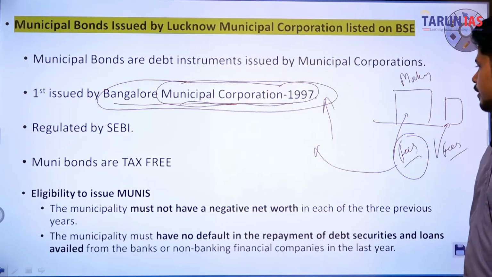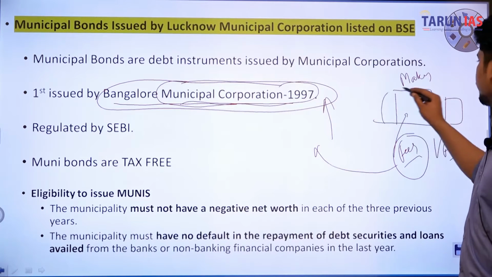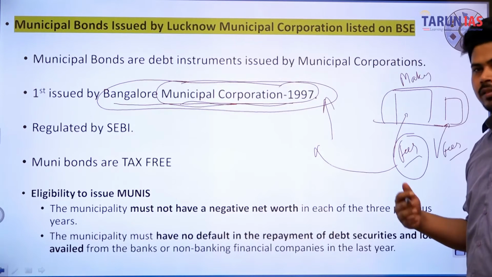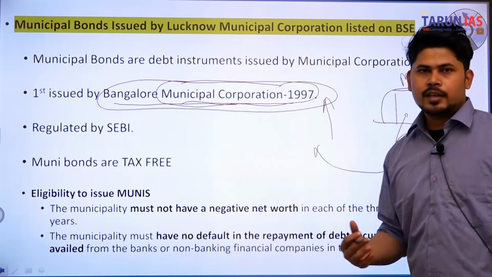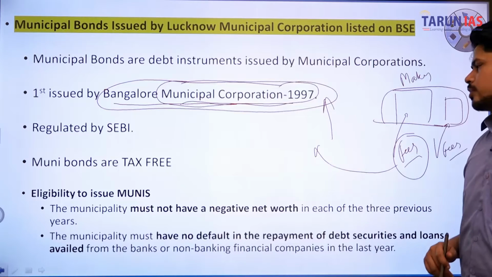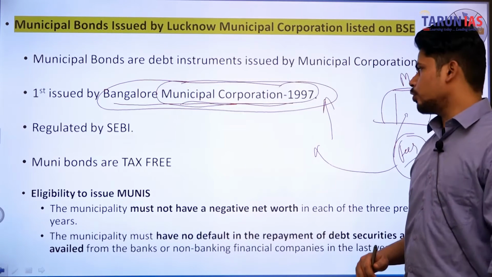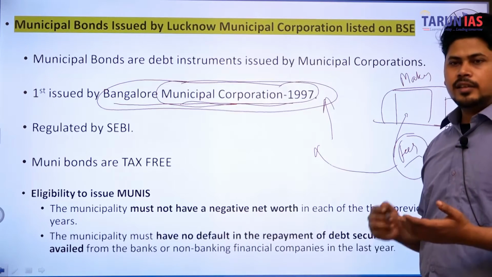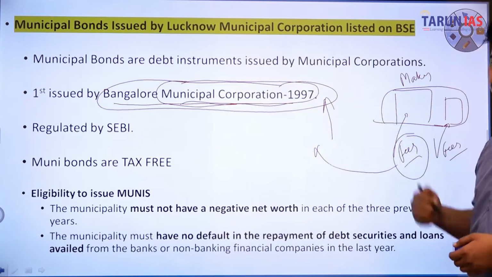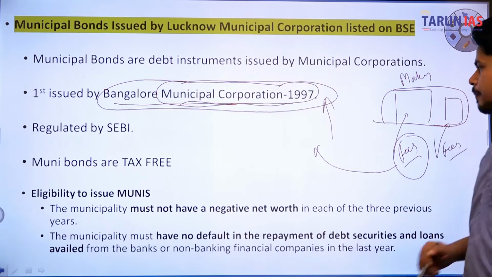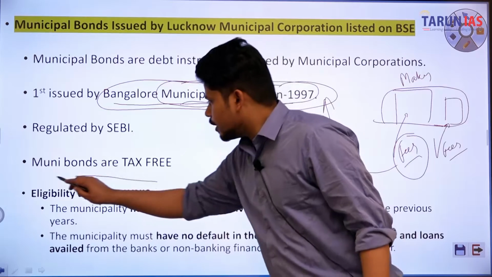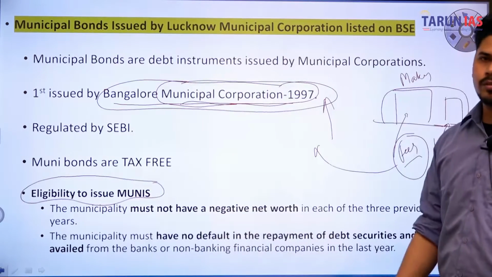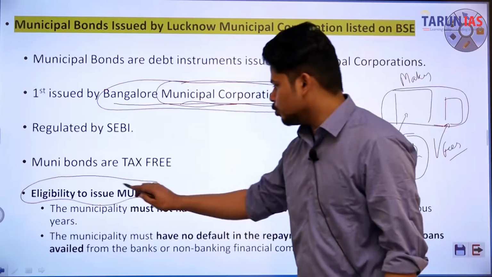ठीक है? But if these hospitals and these toilets are not being used by the public, or the fees the municipal corporation has levied is not being paid by the users, ठीक है? In that case, what will happen? This municipal corporation will not be able to pay back the debt it has raised from the municipal bonds. इसीलिए there are some eligibility conditions mentioned by SEBI for municipal bonds. ठीक है? Municipal bonds को munis भी कहते हैं.